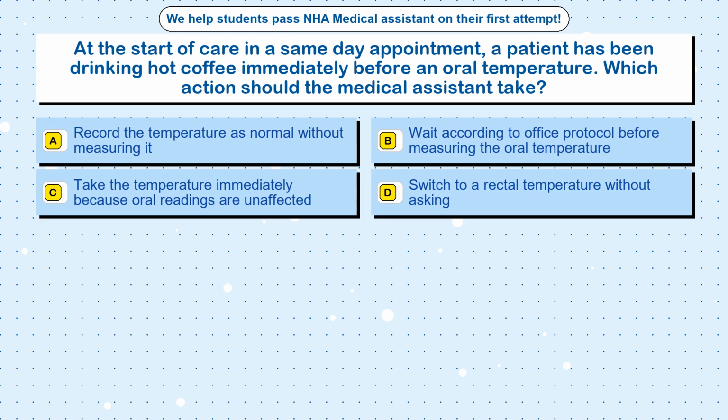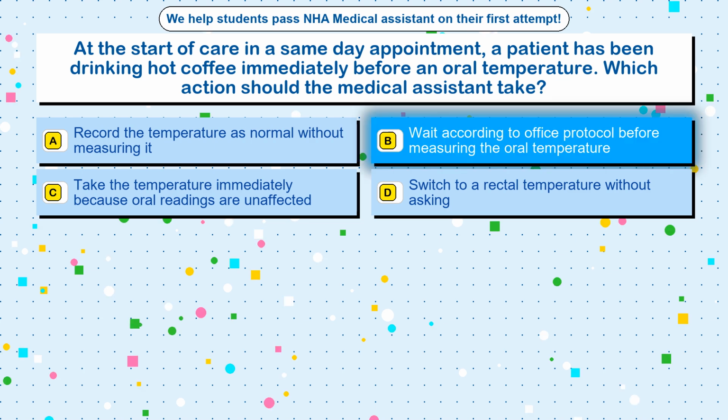Question 71. At the start of care in a same-day appointment, a patient has been drinking hot coffee immediately before an oral temperature. Which action should the medical assistant take? Option A, record the temperature as normal without measuring it. Option B, wait according to office protocol before measuring the oral temperature. Option C, take the temperature immediately because oral readings are unaffected. Option D, switch to a rectal temperature without asking.